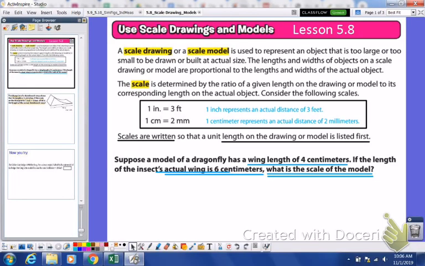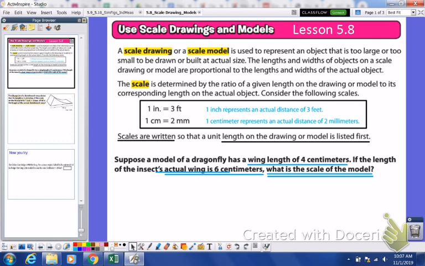Because as we go into lesson 8, this is something that you may have actually seen before in other subjects. I know you guys work a lot with maps in your history classes, so you may have worked with scale drawings or scale models with your maps, where you have your legend or your key. So if we read through this, a scale drawing or a scale model is used to represent an object that is too large or too small to be drawn or built at actual size.